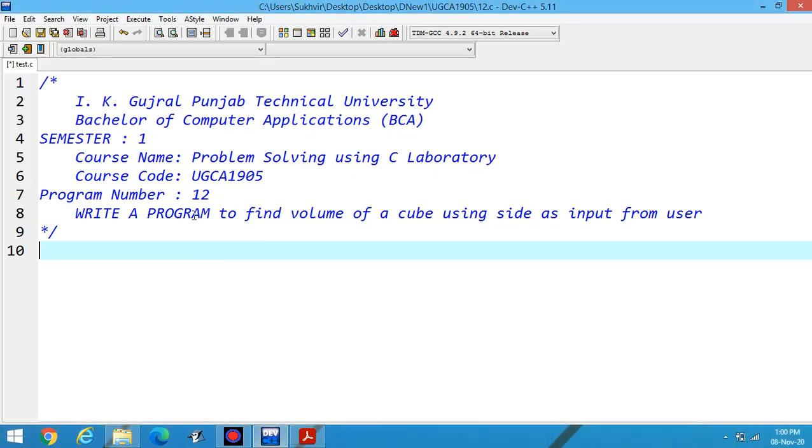This one is the program I am going to discuss today. Write a program to find volume of a cube using side as input from the user. Before the start of the program, we should know about cube.